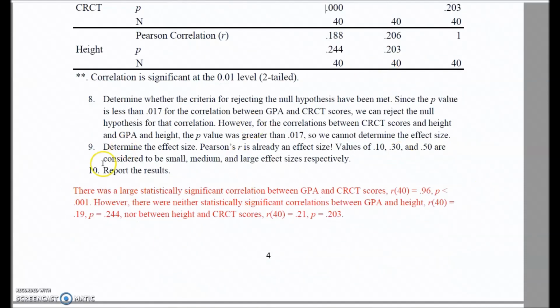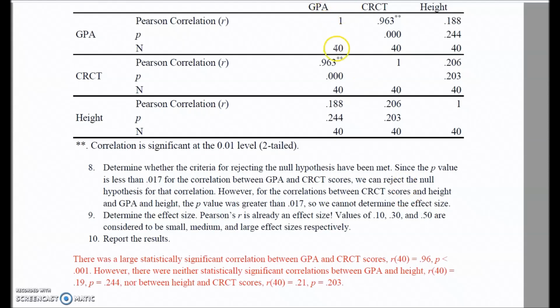So here is my report. There was a large statistically significant correlation between GPA and the CRT score. r is small and italicized, parentheses 40. Where am I getting the 40 from? This is my n, equals 0.96, two values. p is less than 0.001.